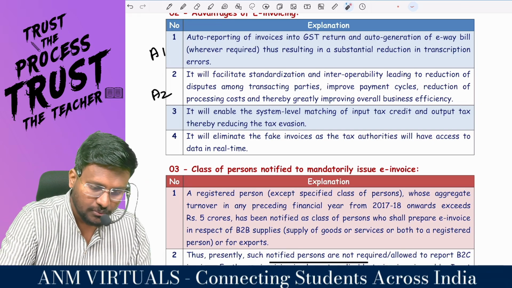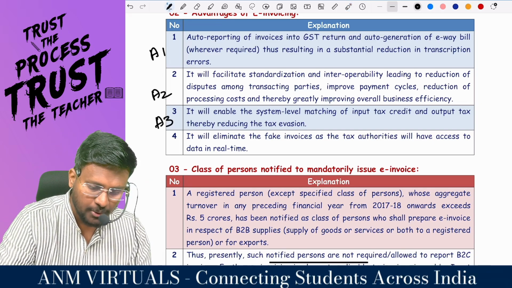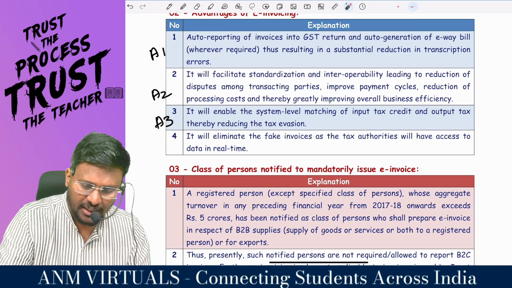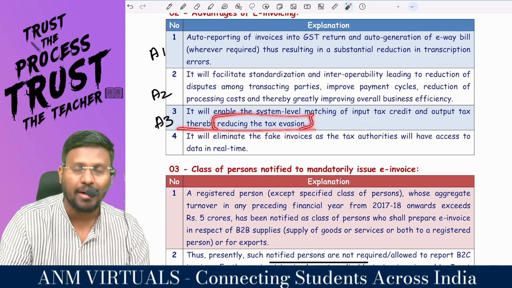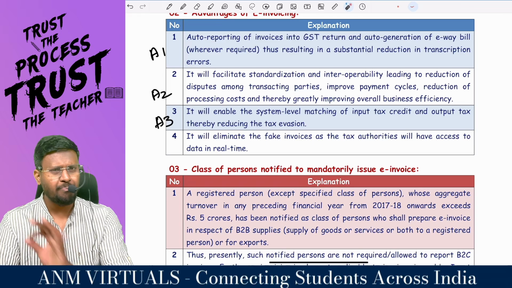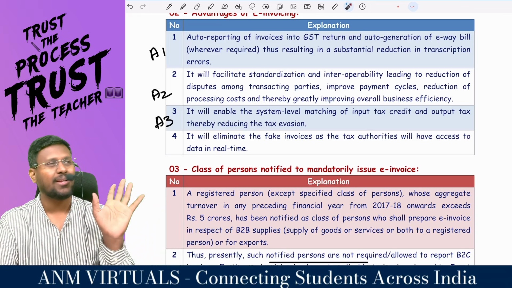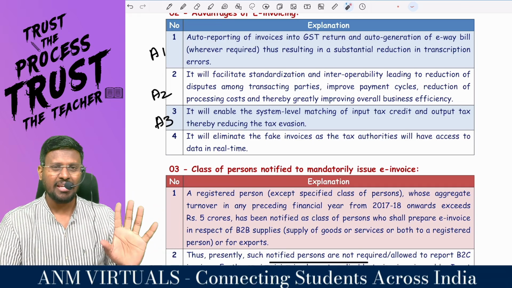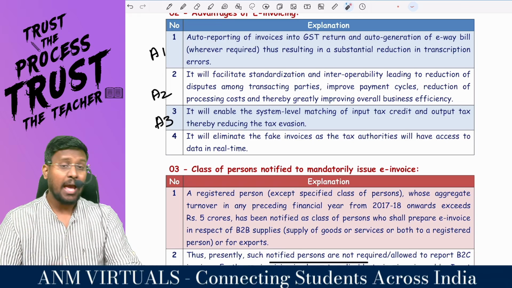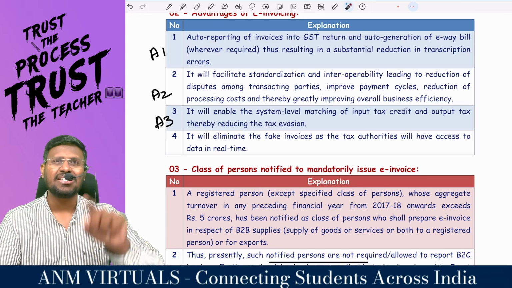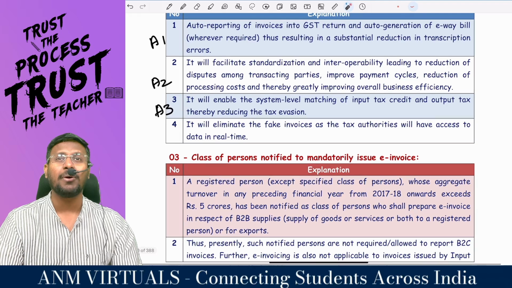The third one, my dear lovable students, is that it will enable system-level matching of ITC and output tax, thereby reducing tax evasion. For the government, this is a big tool because you can't evade the tax. Once the e-invoice comes out, mandatorily you have to pay the output tax collected, and only that much output tax can be taken as ITC by the recipient. This is advantage number 3.